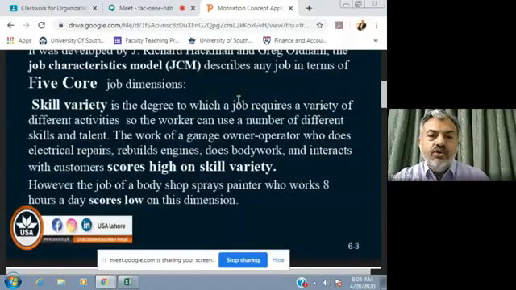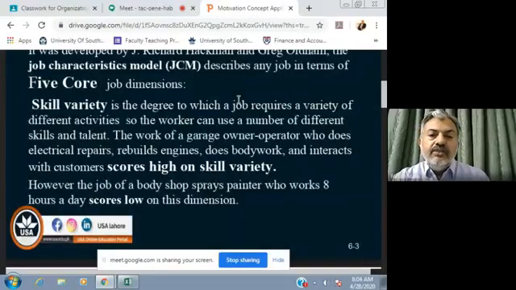Then he has to look at the electric shop where all the electric work of the car is carried out. Then he has to pay attention to the body shop where the body work is being done, denting of the vehicles and then painting. And this person is also meeting the customers and making sure that they remain happy while they are at the workshop. So this job is full of skill variety. That's why it scores high on skill variety.